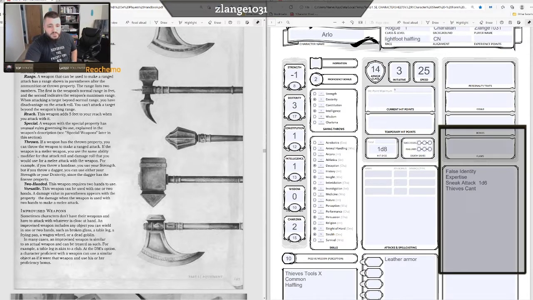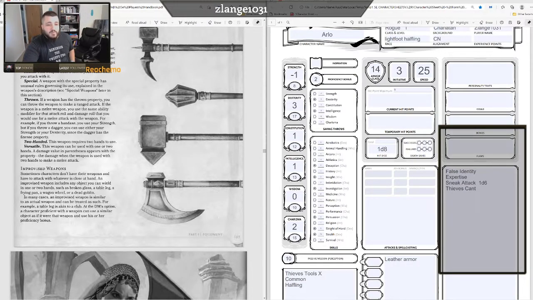Special weapon with a special property has unusual rules governing its use, explained in the weapon's description. See special weapons later in the section. I'm not too sure what that is, honestly. Thrown. If a weapon has a thrown property, you can throw the weapon to make a ranged attack. If the weapon is a melee weapon, you use the same ability modifier for the attack roll and damage roll that you would for using a melee attack with the weapon. For example, if you throw a hand axe, you use your strength, but if you throw a dagger, you can either use your strength or dexterity since the dagger has the finesse property.